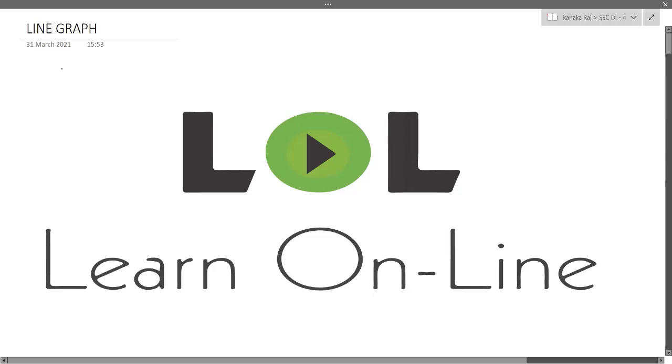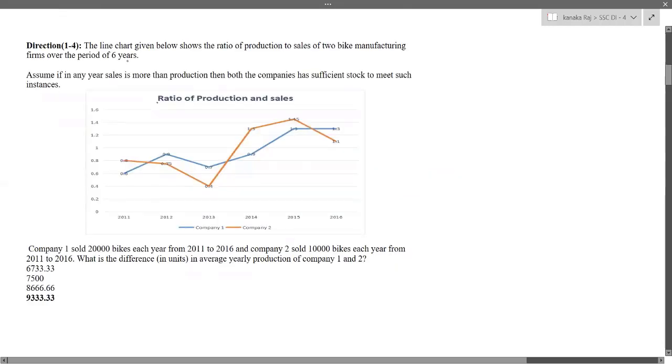As I've told you earlier, in today's session, we'll be solving previous year problems on line graph, the basics for which have already been cleared in the first session. So now let us look at our first question for the day. What does it say?